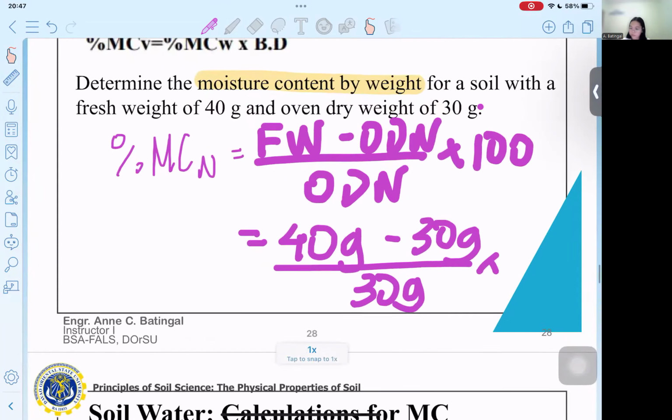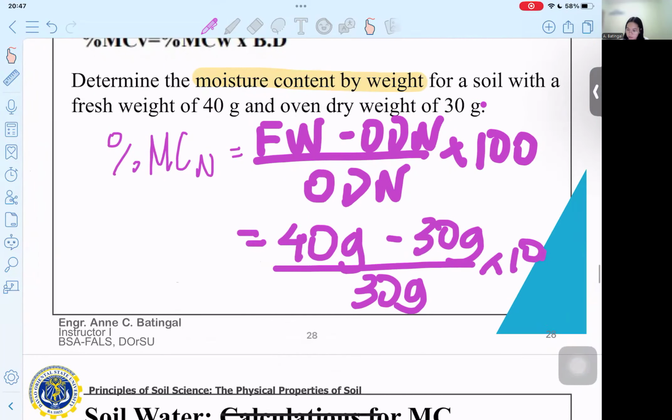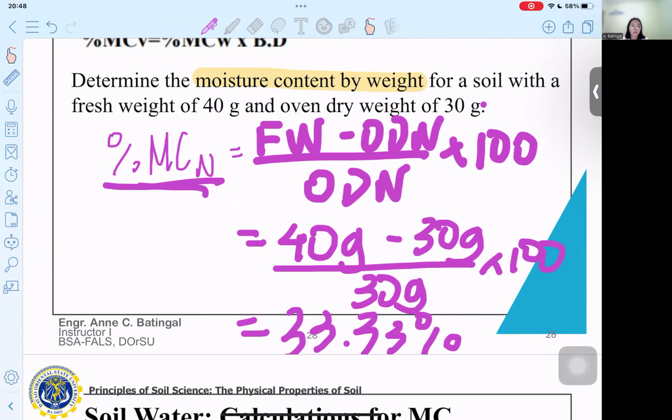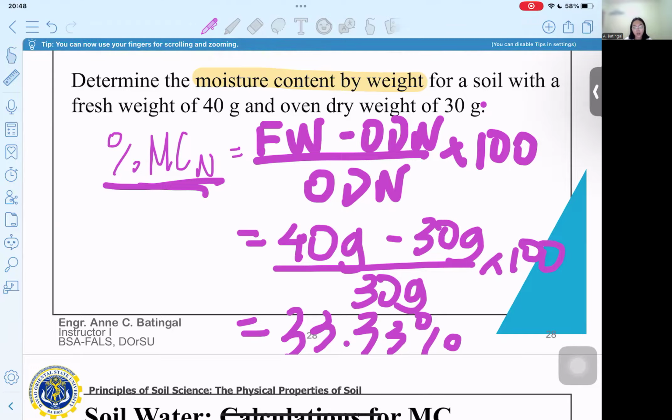So, we have 40 minus 30 is 10. 10 divided by 30 is 0.33 times 100 is 33.33. So that's your moisture content by weight. Okay, so, ibig sabihin, 33.33%. So, yung sample nimo contains that much water.